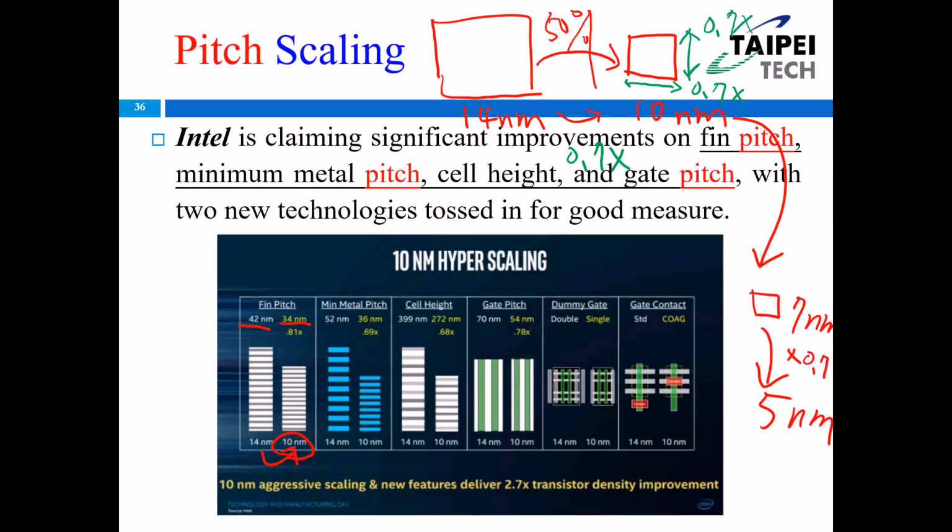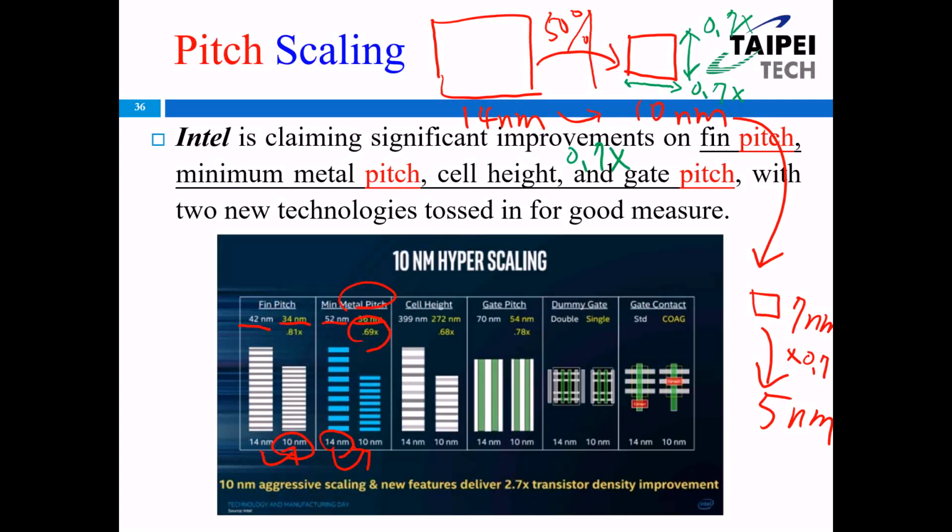Okay, right now for the metal pitch, originally for the 14 nanometer, the metal pitch is 52 nanometer here. And then when Intel moves on to the 10 nanometer chip, the metal pitch becomes 36 nanometer. So right now you see, it's around 0.7 times, right?